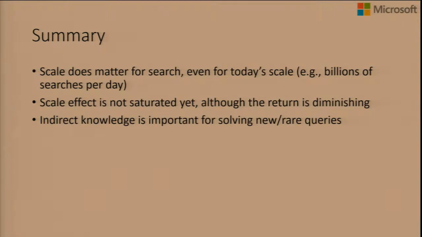And last, indirect knowledge is important for solving new and rare queries. For future work, it's very important to consider other kinds of indirect knowledge, because there may be many other factors or much other knowledge that can be used to help the ranking of a query. Here we only consider related queries through the query-document click graph. It's a very simple methodology. Okay, so I will stop here.